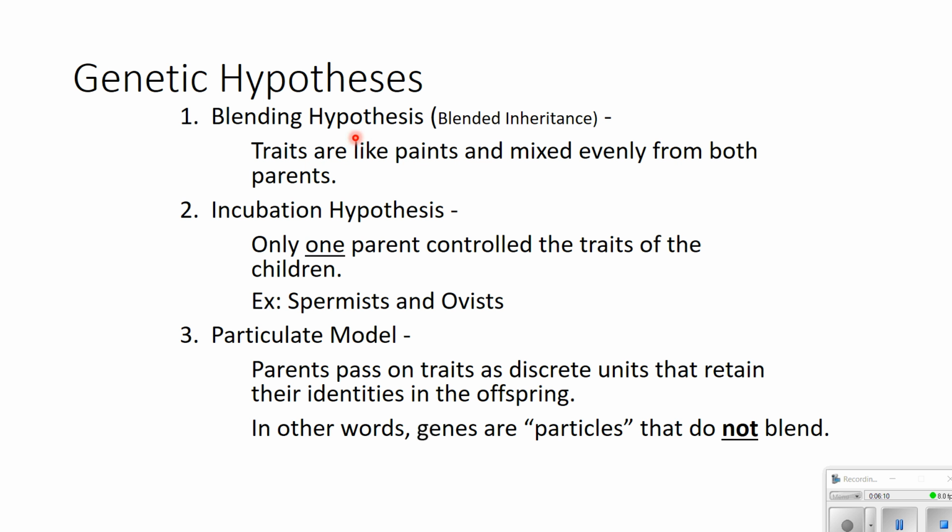If the blended inheritance model were correct, and a tall man produces children with a short woman and you get medium-sized children, okay, maybe that happens sometimes. But then that would mean that those medium-sized kids, when they grow up and produce children, could only pass down medium-sized genes. The tall gene and the short gene would no longer exist because they've been blended together to make a new gene, a medium-sized gene. Of course, it doesn't work that way.